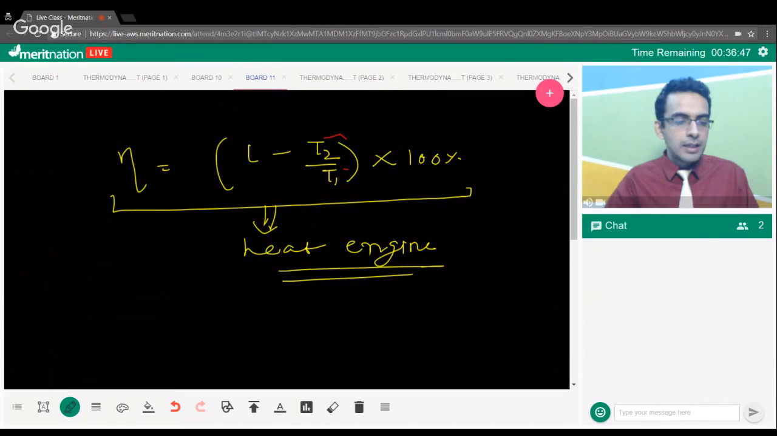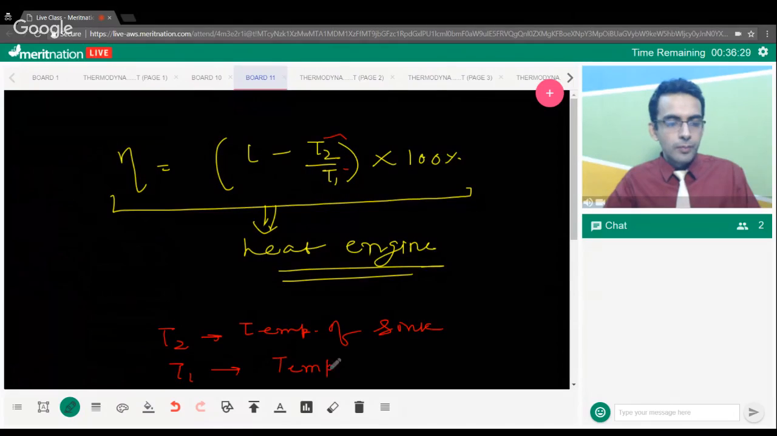Can anyone please tell what T2 is? T2 is the temperature of what? T2 is the temperature of the sink. And T1 is the temperature of the source.